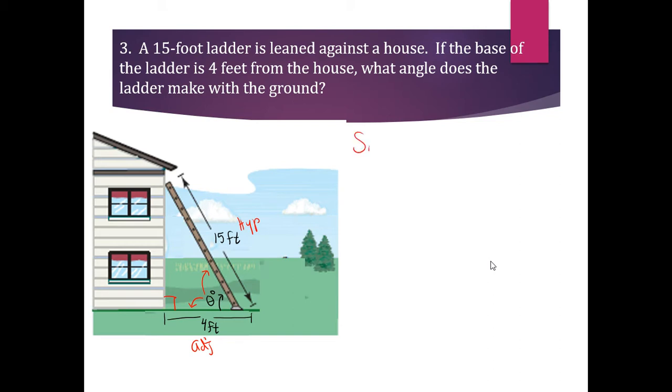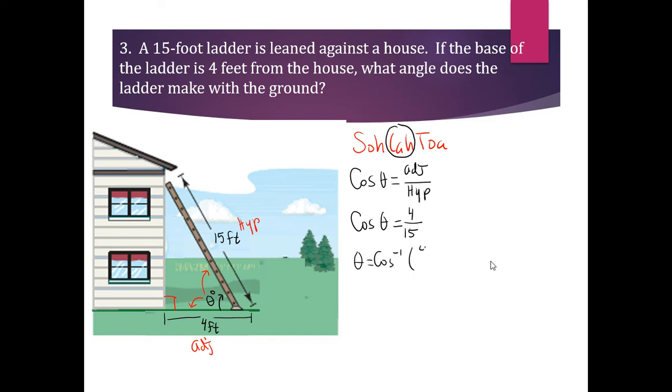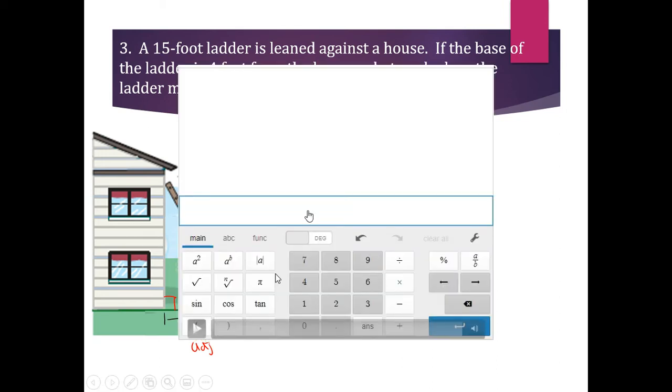And again, using SohCahToa in this case, I know that I will be using adjacent and hypotenuse, which is cosine. So cosine theta equals adjacent over hypotenuse. Plug in what we know, and we have cosine theta equals 4 over 15. So again, we're looking for an angle, so we're using cosine inverse of 4 over 15. And we're going to plug that into, again, our decimals calculator.